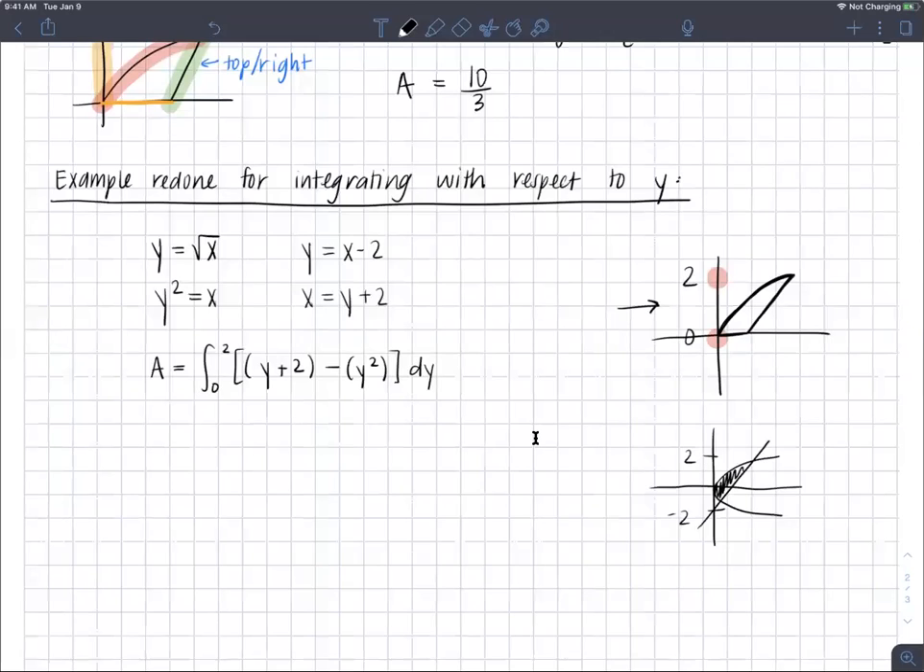Here it's done very similarly, so I'm just going to skip ahead. When you take the antiderivative of this, you get 1/2 y squared plus 2y minus 1/3 x cubed. You evaluate that from 0 to 2, and you still get 10/3. Let me make some notes on this: this would be f of y, and this would be g of y.